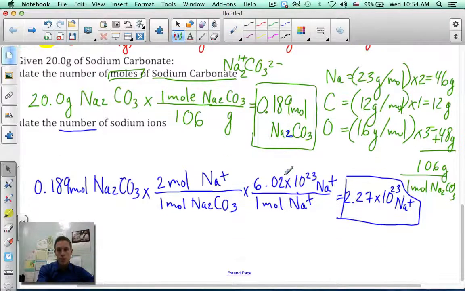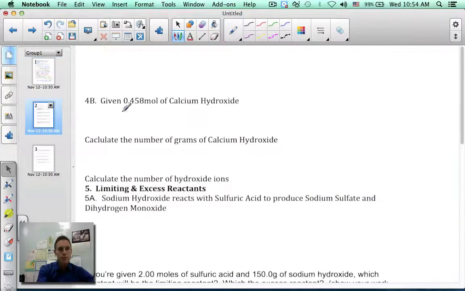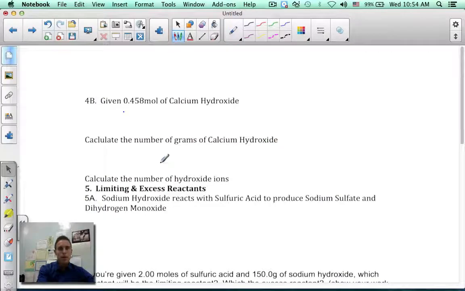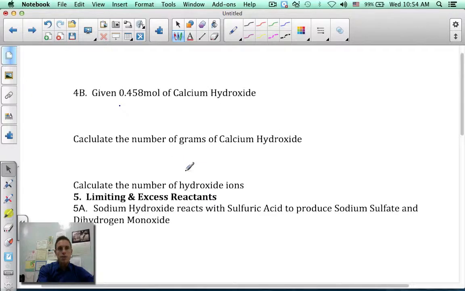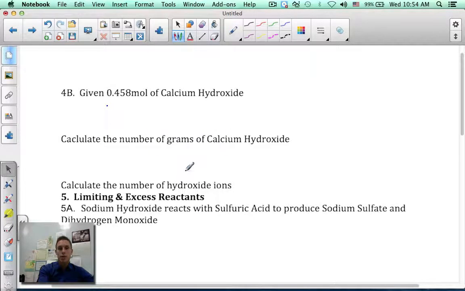Let's move on to the next page, which I can't find at the moment, but I will in a minute. Alright, there it is. So on this page here, I'm going to make this a little bit bigger. This is giving me 0.458 moles of calcium hydroxide.